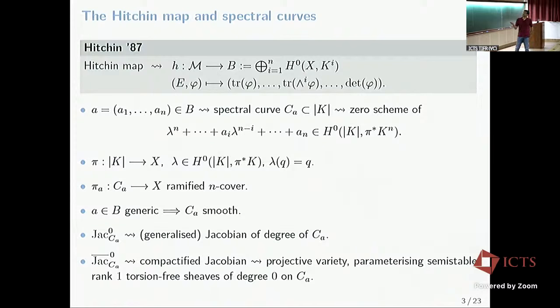And if the curve is not smooth, then we have to compactify it. There are various ways, and one of the ways, which is the one I'm using here, is to compactify by allowing rank 1 torsion-free sheaves on that curve. This is the compactified Jacobian, and it's a projective variety, singular now, and this is going to be our object.